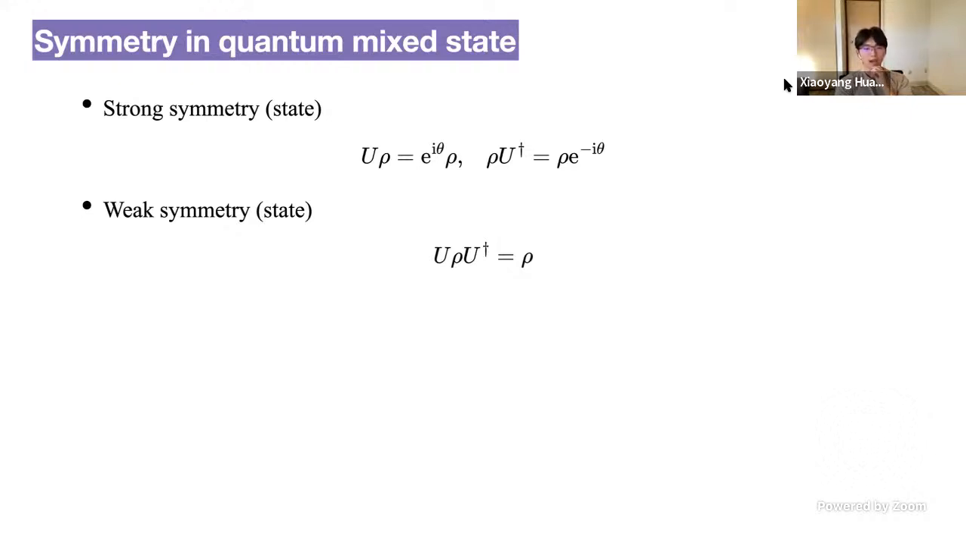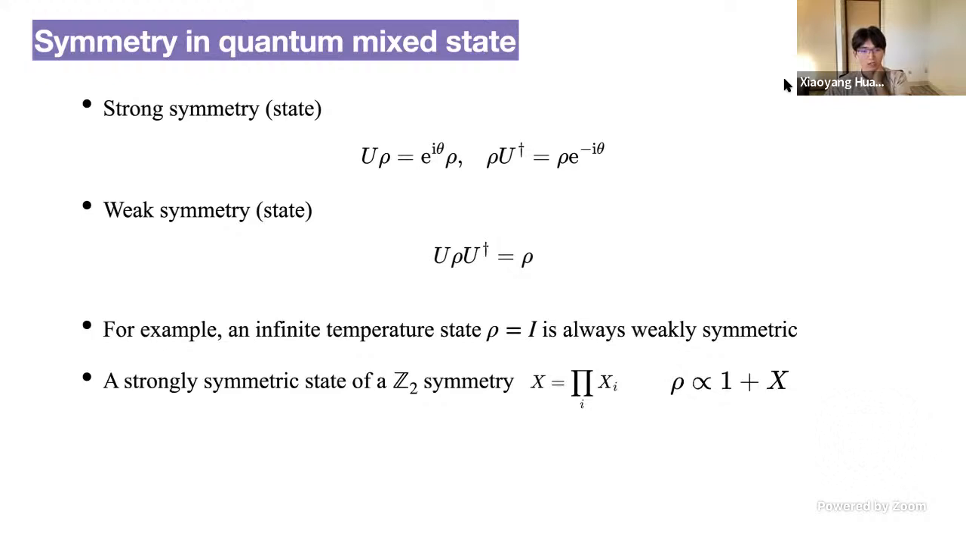There are two ways of acting the unitary transformations. If you only act on one side, it gives you a so-called strong symmetry. If you conjugate it on two sides, it corresponds to a so-called weak symmetry. An example is at infinite temperature, where the density matrix is given by the identity operator, which is weakly symmetric because whenever a non-trivial unitary operator acts on it on one side, it will change the state.